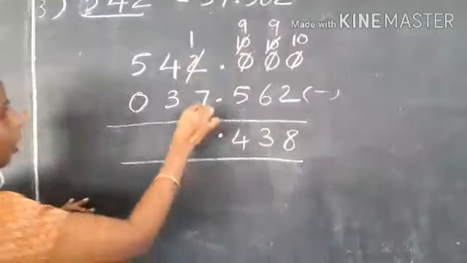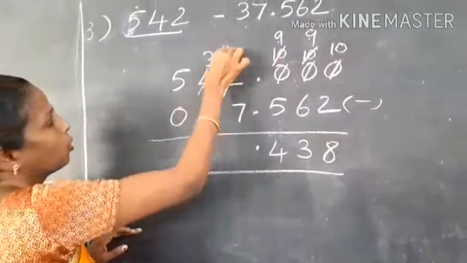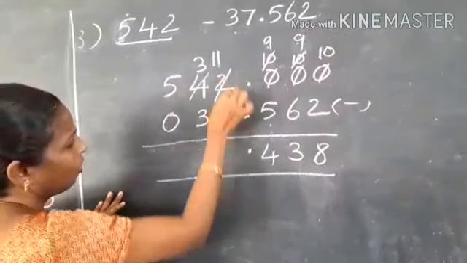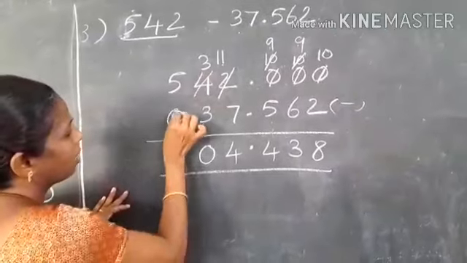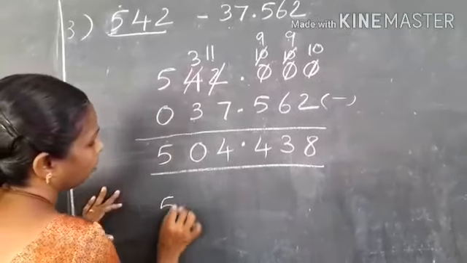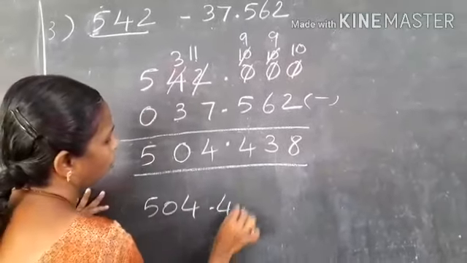Point. 1 minus 7 not possible. Get borrow. So 11. 11 minus 7, 4. 3 minus 3, 0. 5 minus 0, 5. Answer: 504.438.